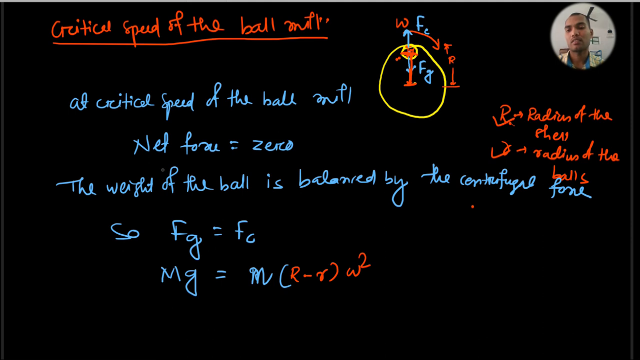So the force due to gravity and the force due to centrifugal force are balanced. So we can cancel the mass from both sides, and we can write omega square into R minus small r is equal to g. I have just taken the right hand side into the left hand side. So if we find omega, this is equal to square root of g by capital R minus small r.